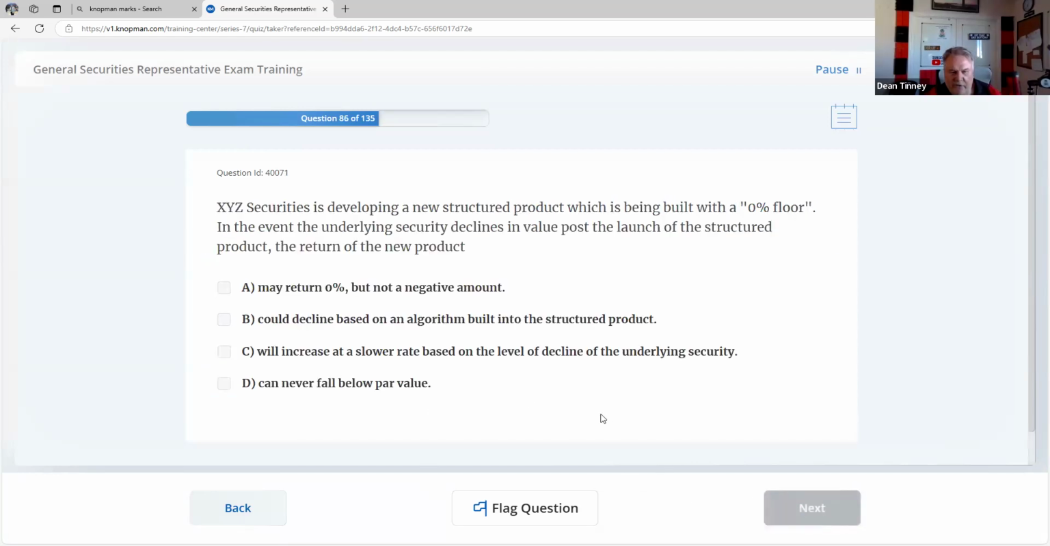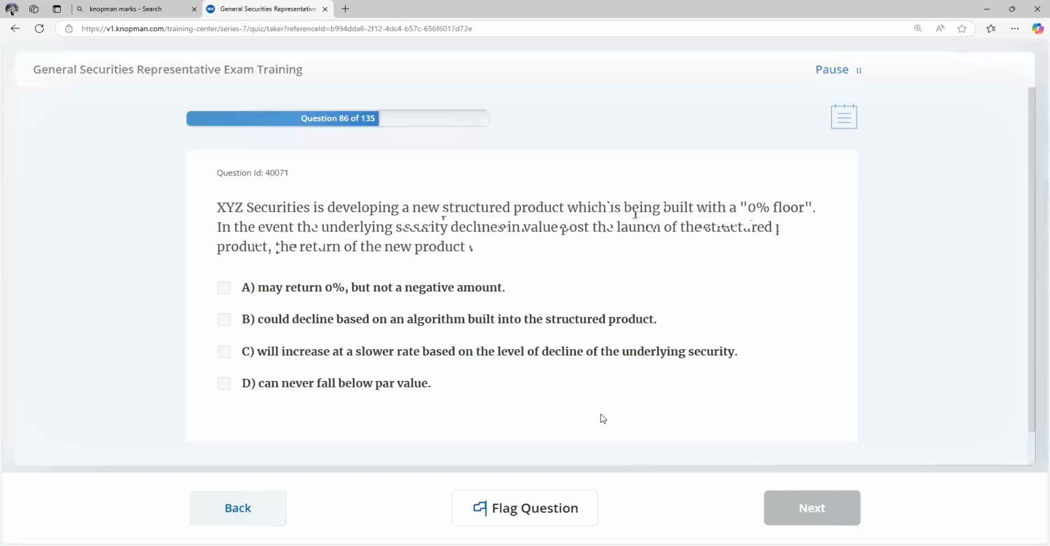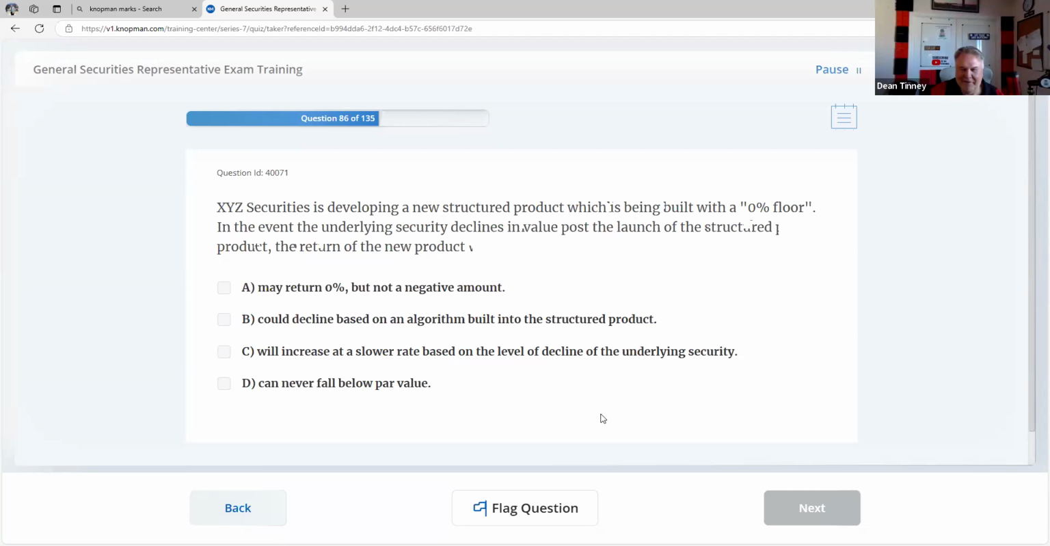Thank God. XYZ Securities is developing a new structured product, which is being built with a 0% floor. In the event the underlying security declines in value post the launch of the structured product, the return of the new product... What the heck? Yeah, I have no idea what this question's about. So my guess is that we're doing something like an equity indexed annuity or something. So I'm going to say A, but I have no idea what they're asking about here.